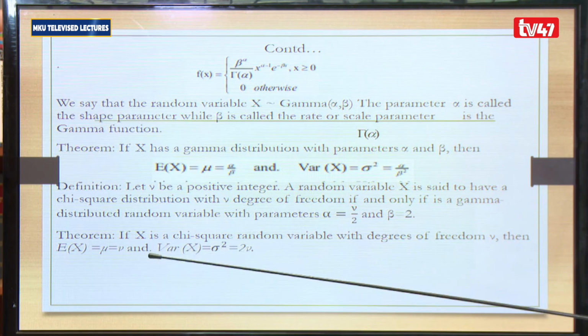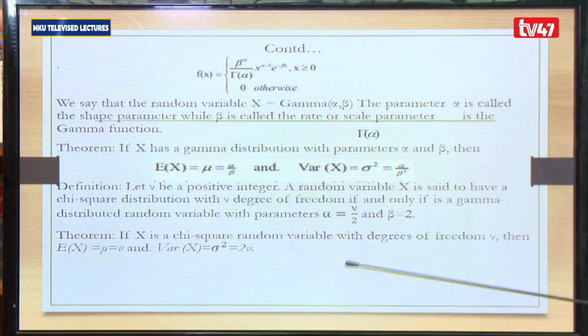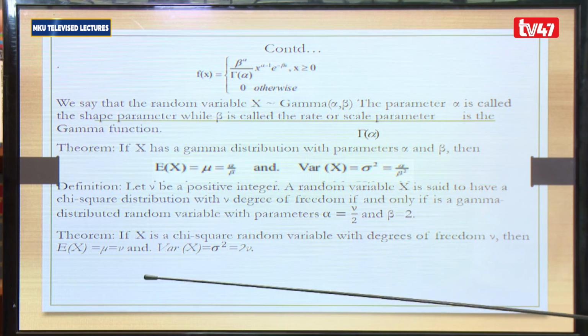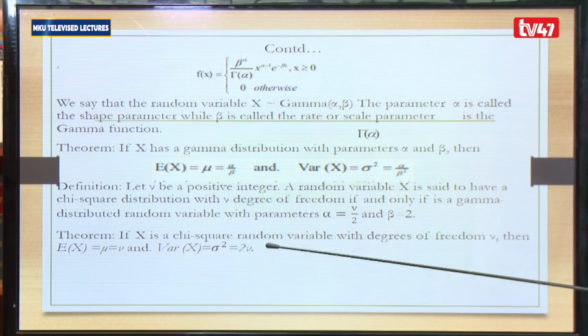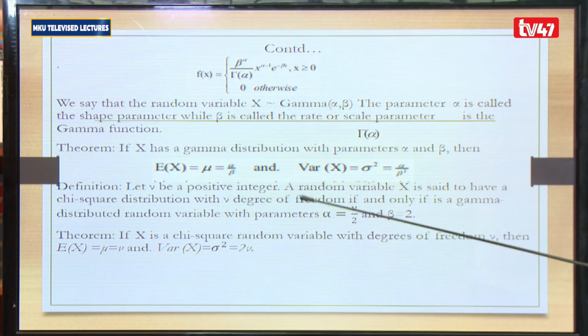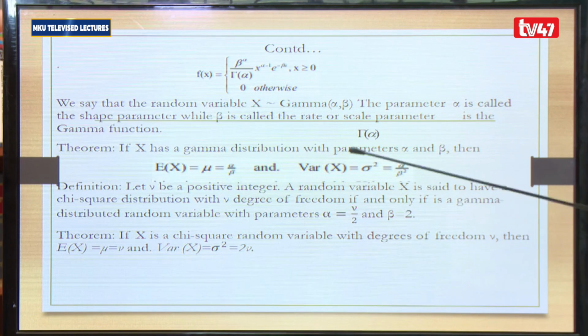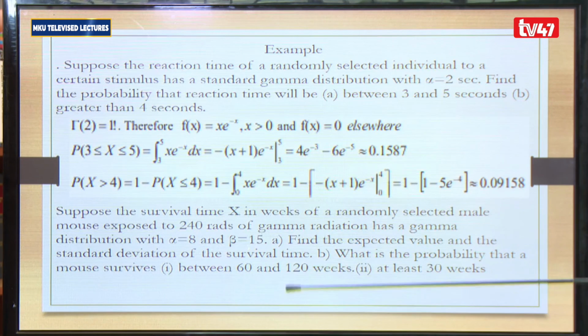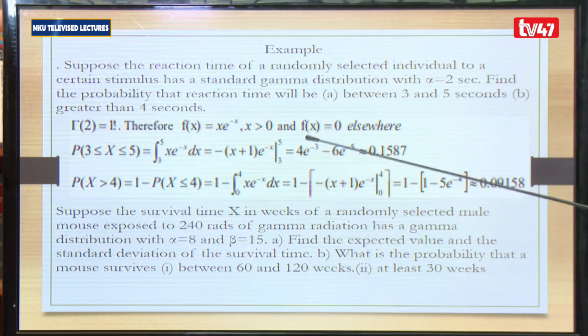And if x is a chi-square random variable, then the mean is equal to the degrees of freedom, and the variance is equal to twice the degrees of freedom, because we are taking it to be having v degrees of freedom. So the mean is equal to the degrees of freedom, and the variance is equal to twice the degrees of freedom. You look at an example here.